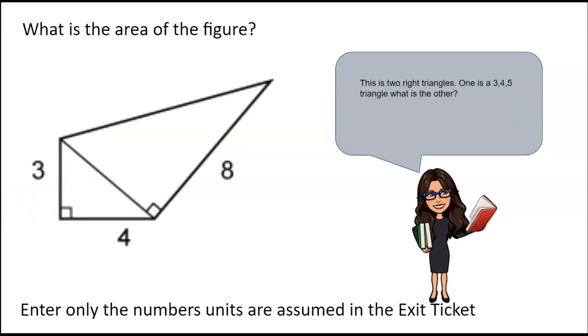Here we have two right triangles. What is the area of the figure? So we're going to find the area of each triangle and then add them together. So we know that the formula is half base times height.